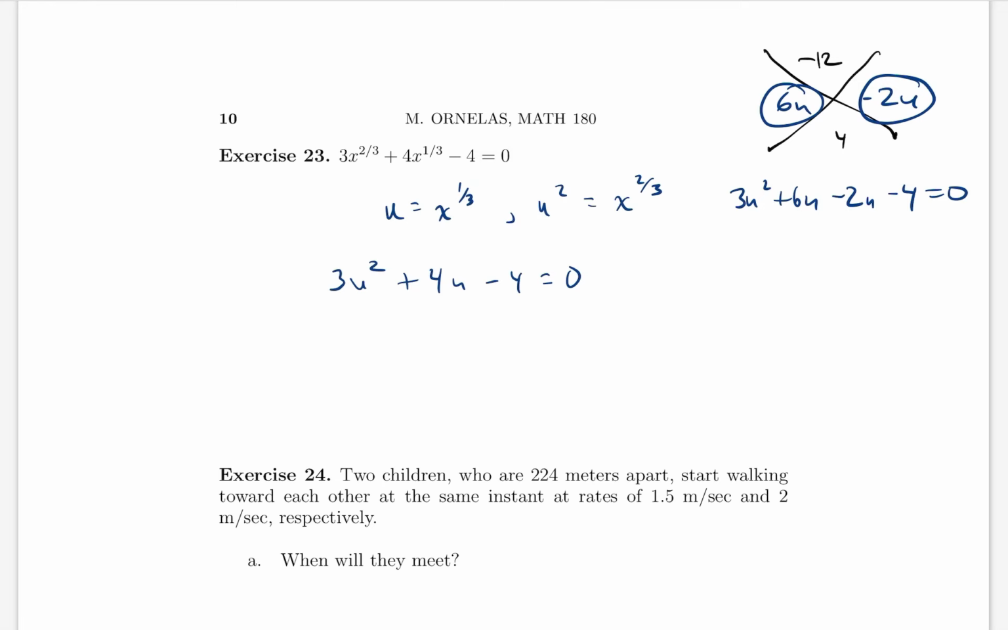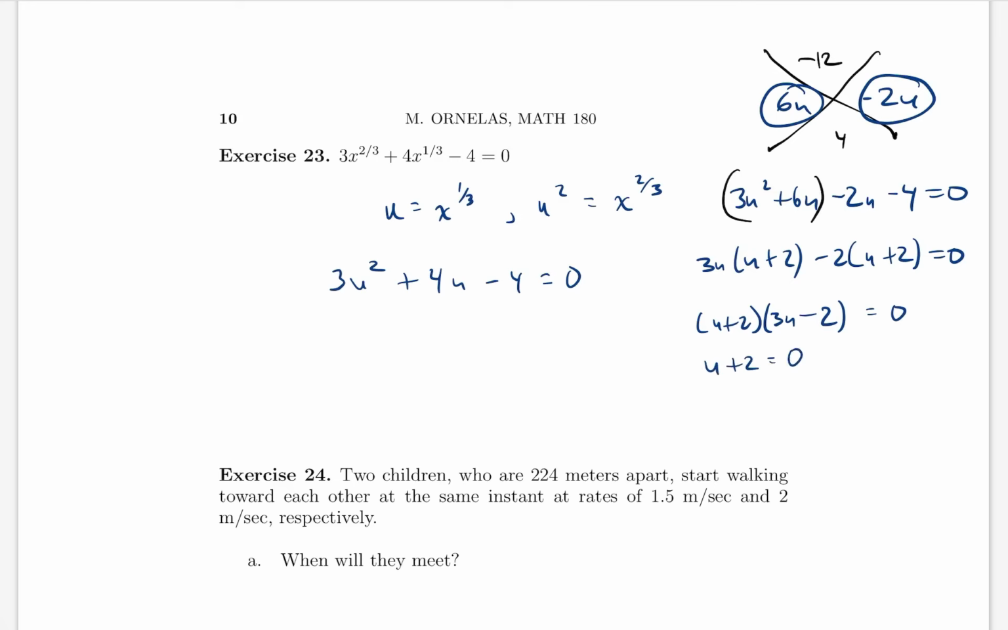And then we do our grouping method. So that's going to be 3u, u plus 2, -2, u plus 2, and then we have u plus 2, 3u minus 2 equals 0. And then if you solve these, you should get u equals -2 and u equals positive 2/3. So we solve for u. However, we need to solve for x because that's what the original variable is.